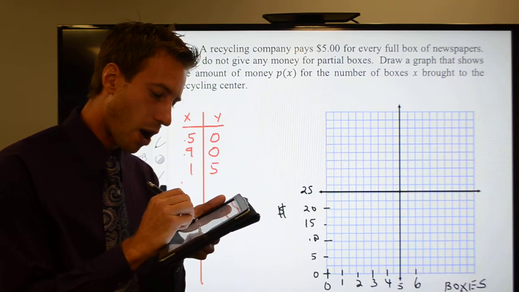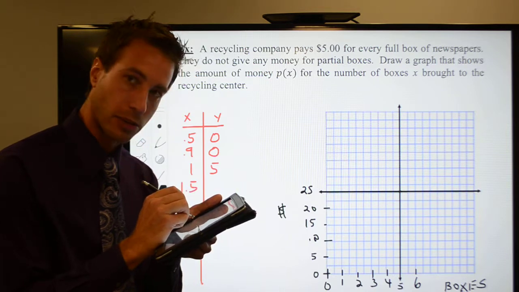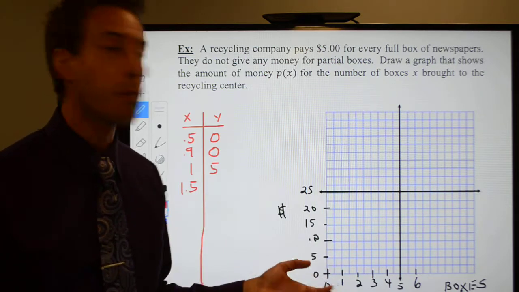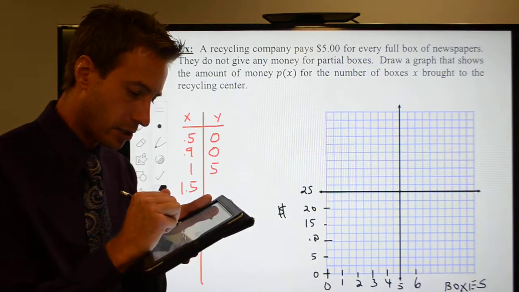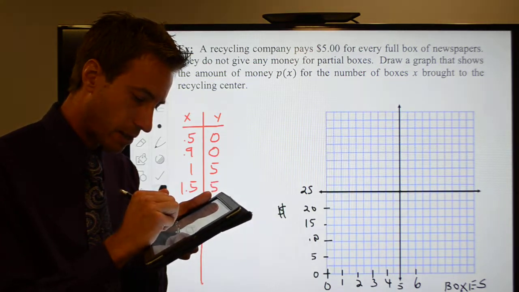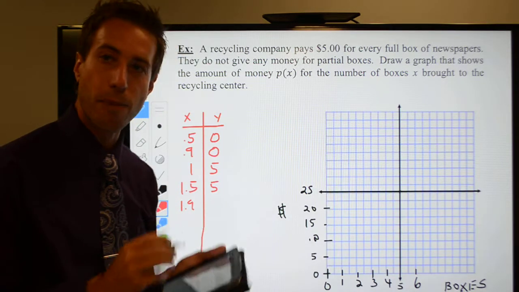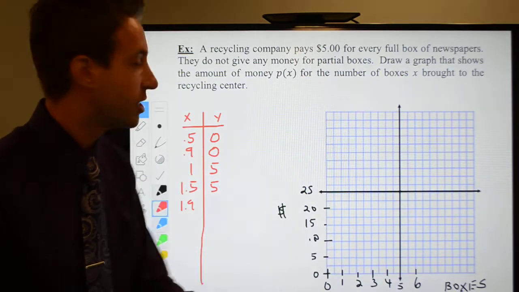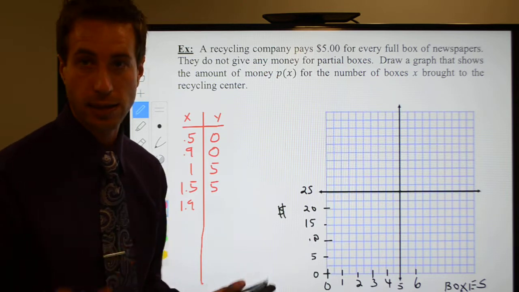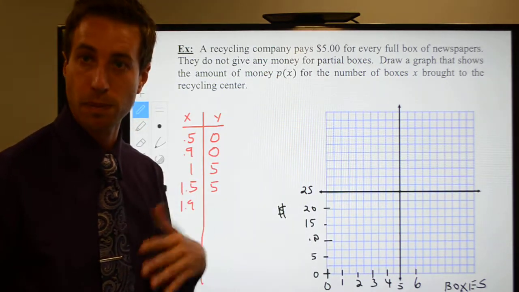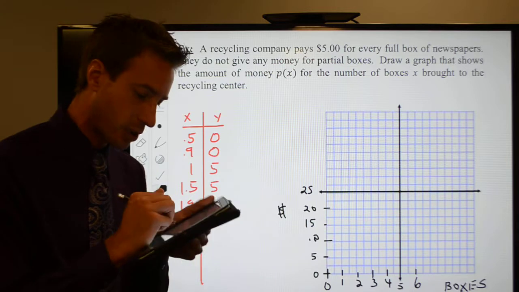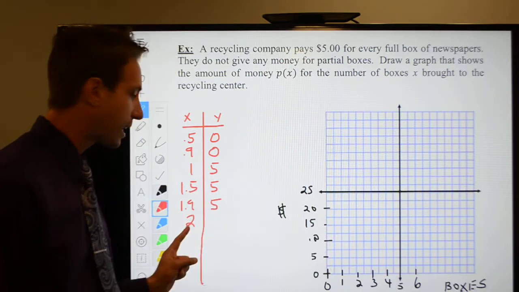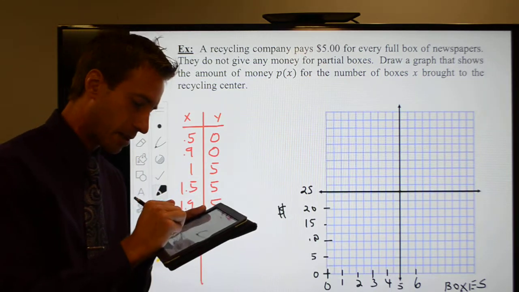But what if I had 1.5 boxes of newspapers? Well, they pay me for that first full box, but that half a box I get no money for. No money for partial boxes. So I'm still just going to get $5. 1.9. I have one box and then another box that's almost completely full, but not quite full. Well, they're still only going to pay me for that first full box. The 0.9 partially filled second box, I don't get any money for it. It's not completely filled. So it's still just $5. But as soon as I get to that second full box, now I get my $10.